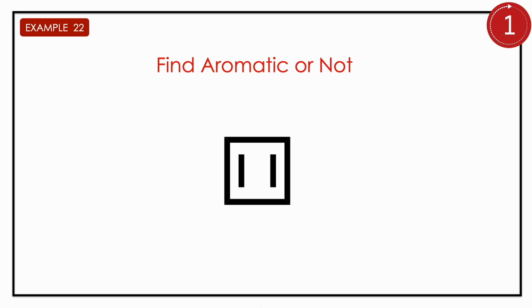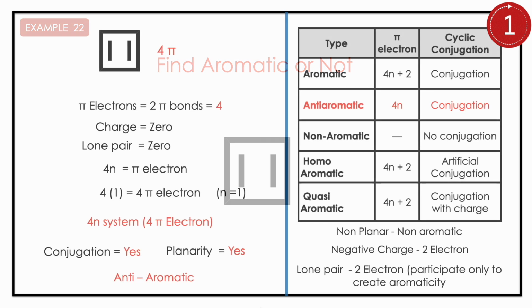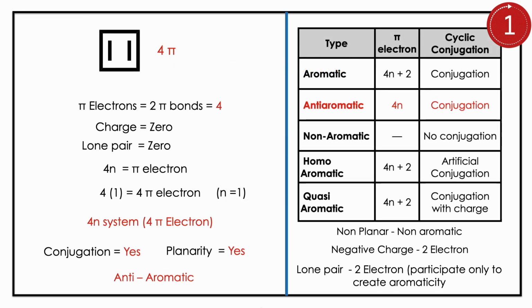Then the next example, you have cyclobutadiene. You should find aromatic or not. The system is simple with 2 pi bonds, so totally 4 pi electrons. No charge is there. Lone pair also 0. So totally 4 pi means it's a 4n system where n equals 1. Conjugation definitely there. Planarity definitely there because all are sp2 carbons. So 4n, conjugation and planarity mean an anti-aromatic compound.